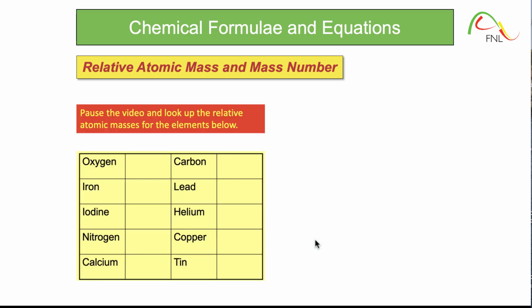Now, a bit of practice here for you. I want to pause the video at this point. I want to look at these elements here in the periodic table, oxygen down to tin, and I'd like to find out, please, the atomic mass for those elements. So find out, please, from the periodic table, atomic mass. Okay, so pause the video and I'll give you the answers in a second.